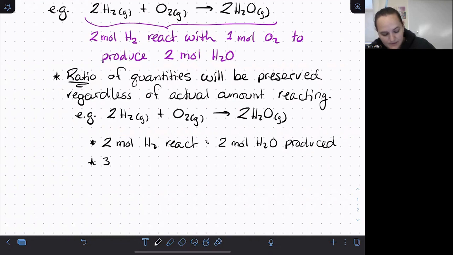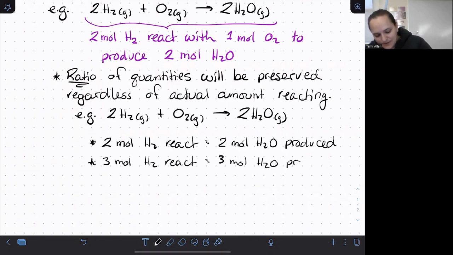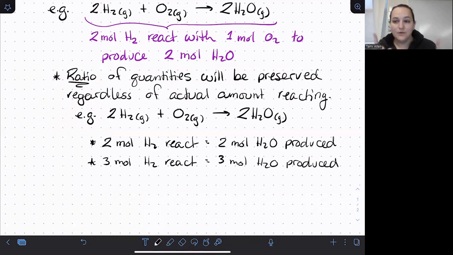If, let's say, 3 moles of H2 react. If for every 2 moles of H2 we get 2 moles of H2O, we're always getting the same amount here. So that ratio is going to be preserved. So if 3 moles react, 3 moles of H2O are going to be produced. So in that case, we have equal amounts since our coefficients are the same on both sides. However much H2 we start with, we're going to get the same number of moles of H2O produced.